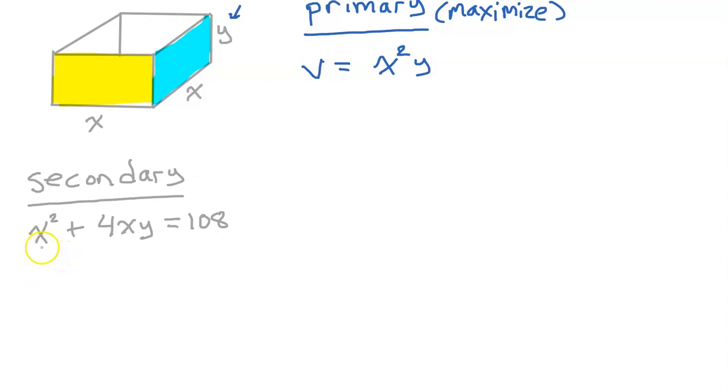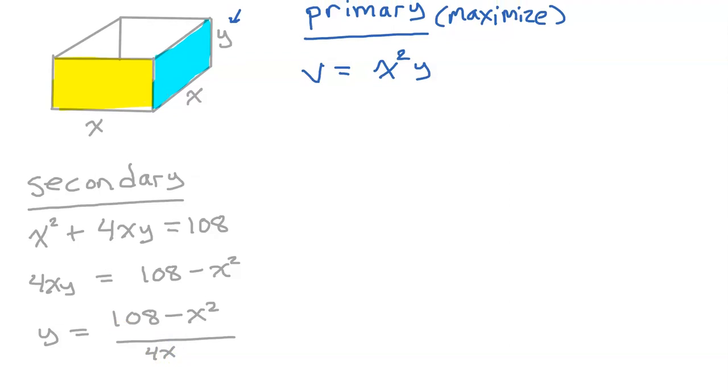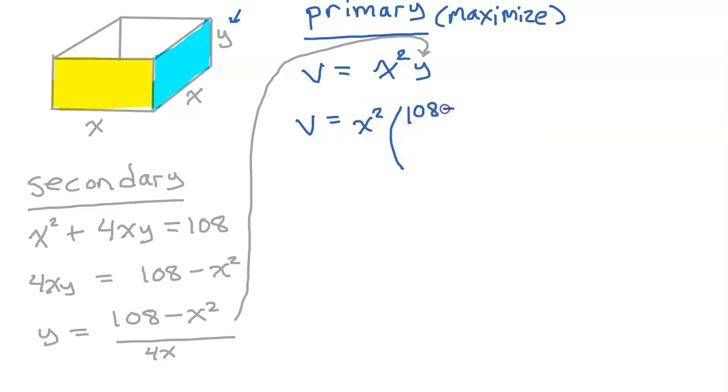So here we go. Subtracting x squared from both sides, we will have 4xy equal to 108 minus x squared. To get y by itself, I'm going to divide both sides by 4x. So I will have y equals (108 minus x squared) over 4x. Okay, let's go ahead and take this value and substitute it for y in our primary equation. So then we will have volume equal to x squared times (108 minus x squared) over 4x.